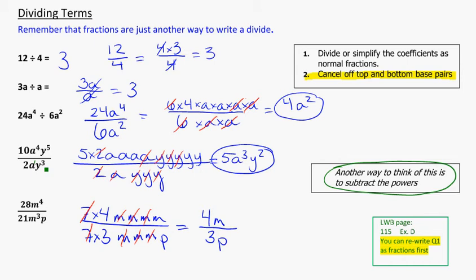Again here, m to the power of 4 divided by m to the power of 3. Well, 4 minus 3 gives us 1 on top. And the p, there was nothing to cancel, so we'll just leave it as it is.